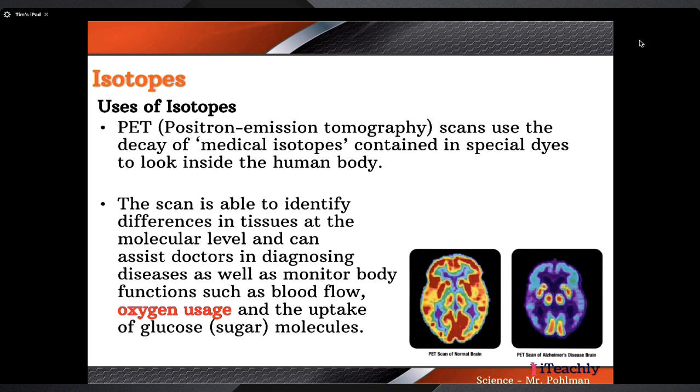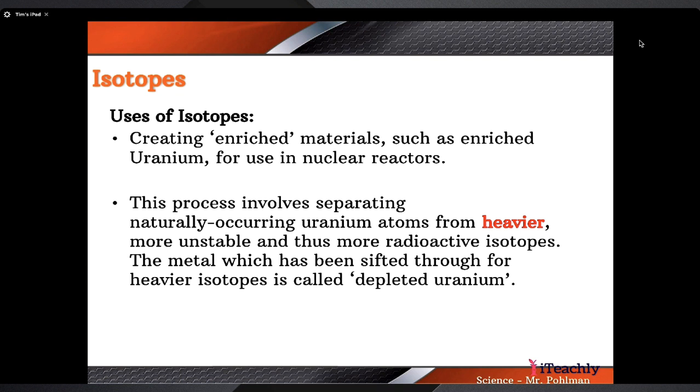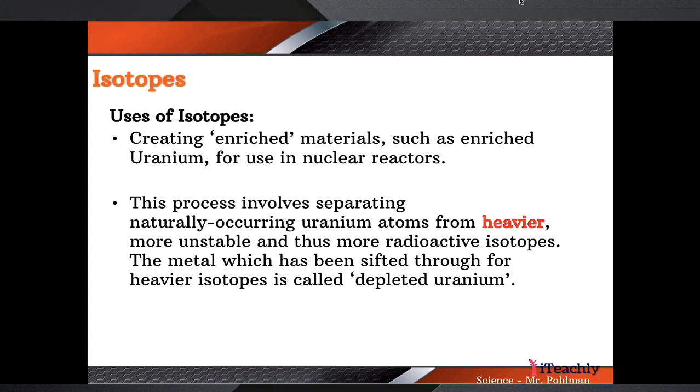There are all kinds of other uses, and I do have a video that I'll share at the end of this. But if we're looking at one last use, if we're trying to make uranium that could be used inside of nuclear reactors, you want to enrich that. So if you want to enrich our uranium atoms to make them usable, that's another use of isotopes.